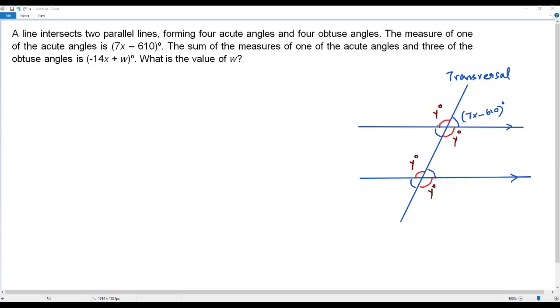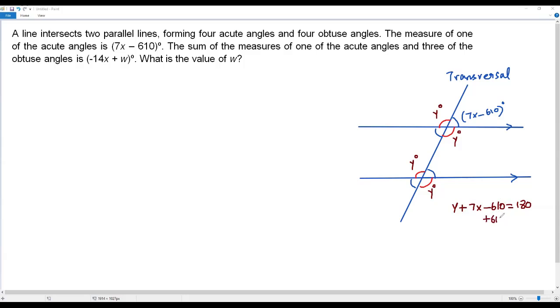Okay, we know that this is a straight angle here because it's an angle on a straight line. We know that the angle on a straight line always measures 180 degrees. So this y degrees and this 7x − 610 degrees together form a straight angle. So these two angle measures add up to 180 degrees. So it can be written as y + 7x − 610 = 180. Okay, now we have to solve for y, which represents the obtuse angle. So to solve for y, I have to get rid of these two terms.